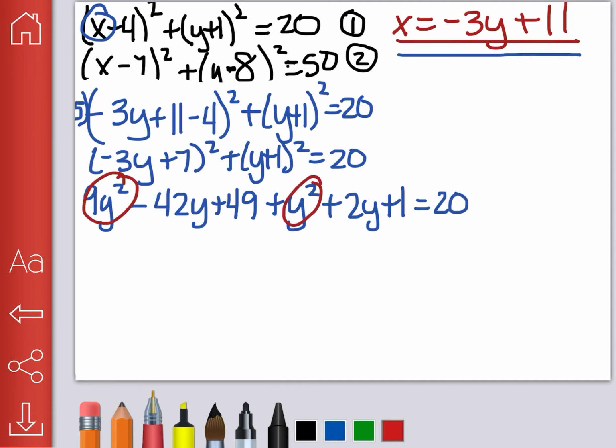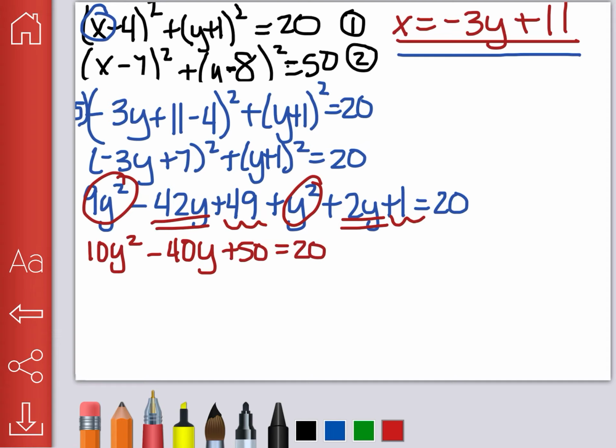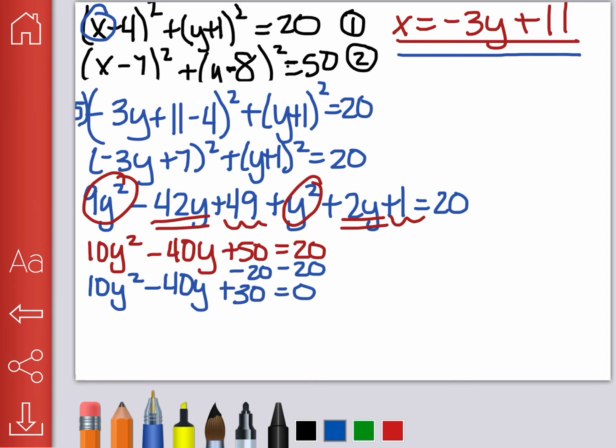Now let's combine some like terms. I have 9y squared and y squared. I've got negative 42y and 2y, and then I have 49 and 1. So I've got 10y squared minus 40y plus 50 equals 20. This is a quadratic. Got to get it into standard form. So I've got 10y squared minus 40y plus 30 equals 0.